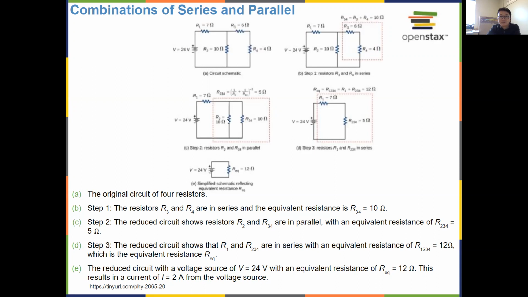So 1 over 10 plus 1 over 10 and inverse of that gives you 5. So this part can be replaced by a resistor of 5. Before, this part was replaced by a resistor of 10, and now this part becomes a resistor of 5. And these two are in series, so you add them up to be 12. So the overall equivalent will be 12. So just look at each part of the circuit carefully, identify the ones that are just in series or in parallel, replace that part with an equivalent resistor, and then start from that point and do it again until you reach the end. You only have one equivalent resistor for the whole circuit.